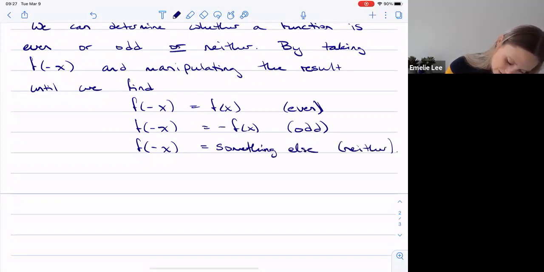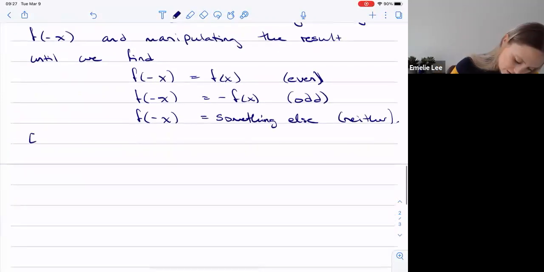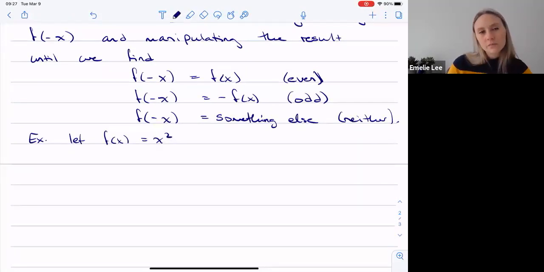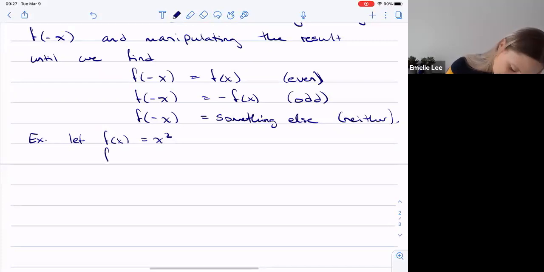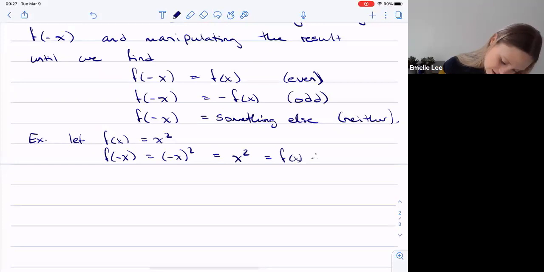Then, of course, it's neither. Just as a quick example, let f of x be x squared. Then what happens? f of negative x is negative x squared. If I take the square of a negative number, it just becomes x squared, so it's the same as x squared, which is f of x. Therefore, x squared is even.